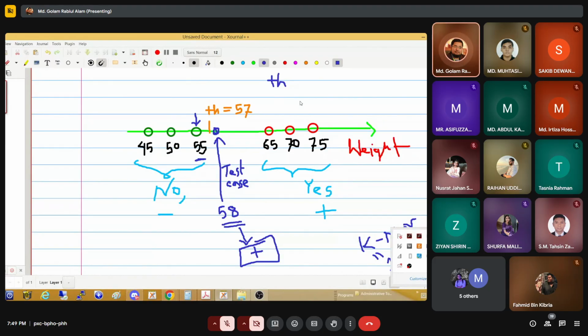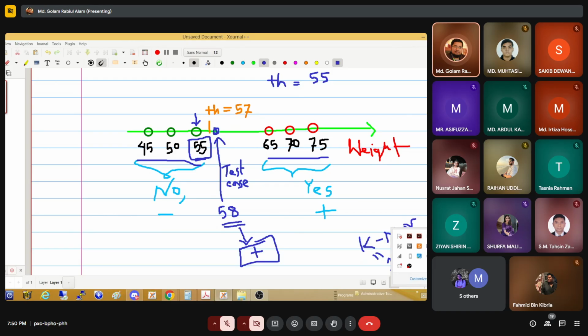Okay, so we want to find a better threshold. How can we find a better threshold? From our training set, we have 3 obese people and 3 people with no obesity. We need to find the highest weight of the people with no obesity, which is 55, and the lowest weight of the people with obesity, which is 65.